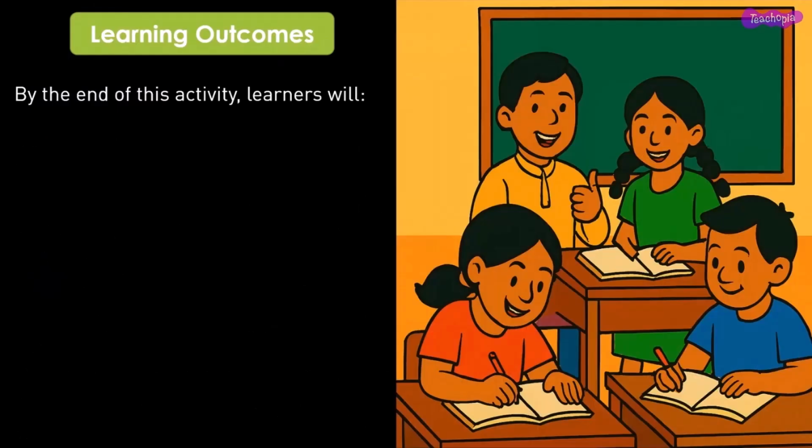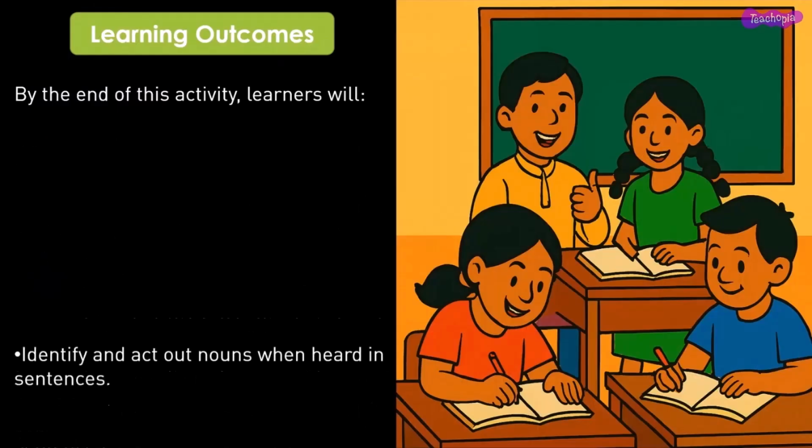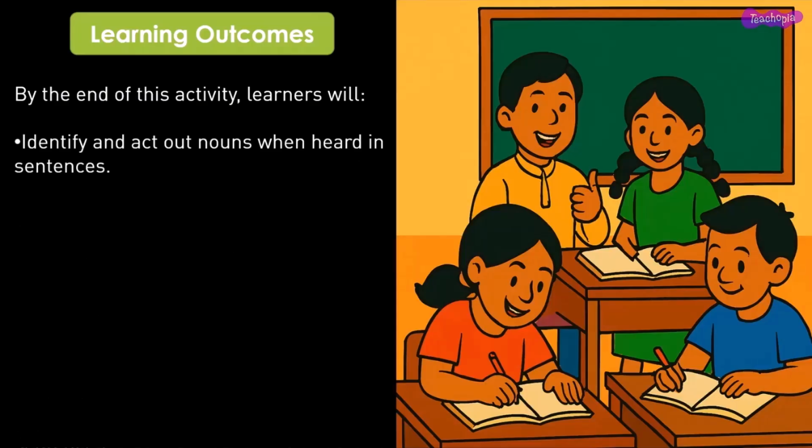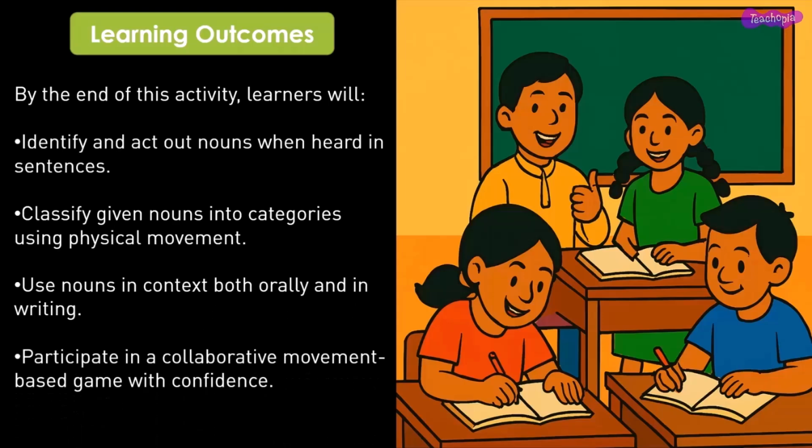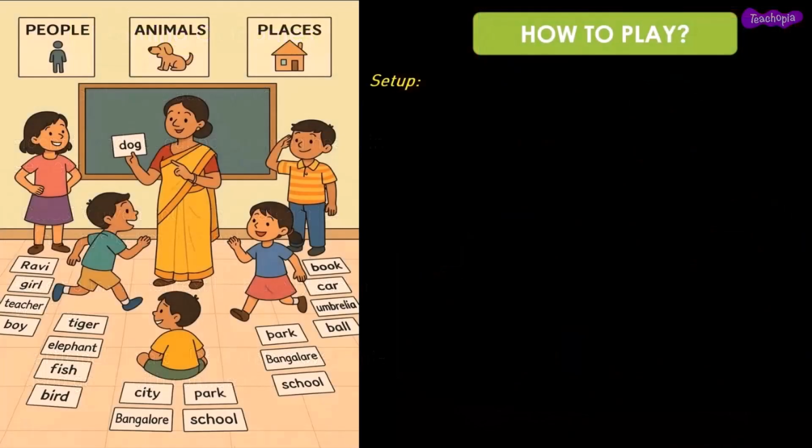Learning outcome: by the end of this activity, learners will identify and act out nouns when heard in sentences, classify given nouns into categories using physical movement, use nouns in context both orally and in writing, and participate in a collaborative movement-based game with confidence. Now, how do we play this activity?